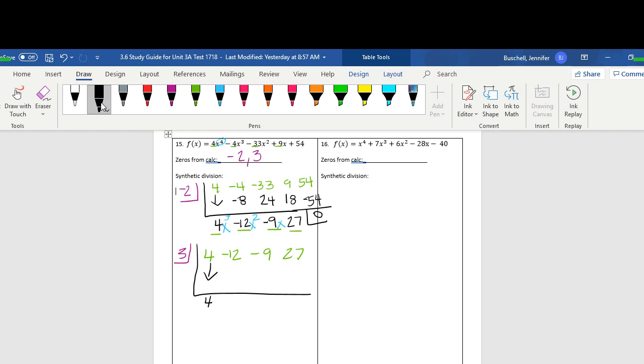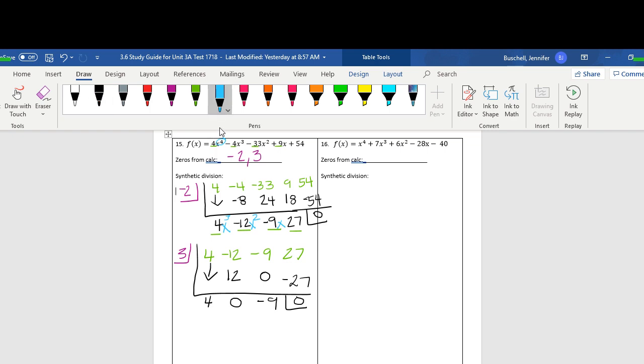So 3 times 4 is 12. -12 plus 12 is 0. 3 times 0 is 0. -9 plus 0 is -9. 3 times -9 is -27. And 27 minus 27 better get me 0.